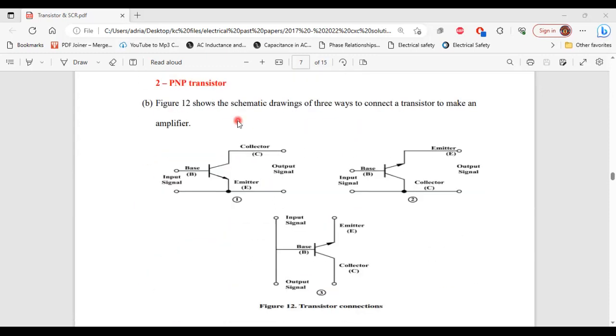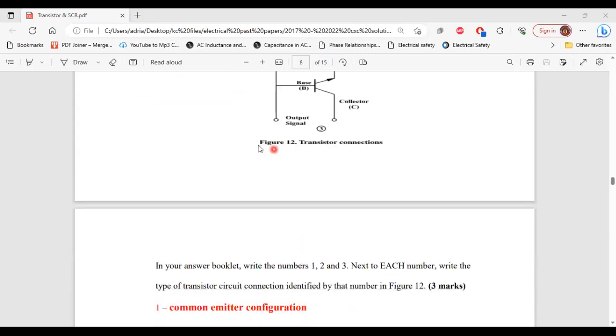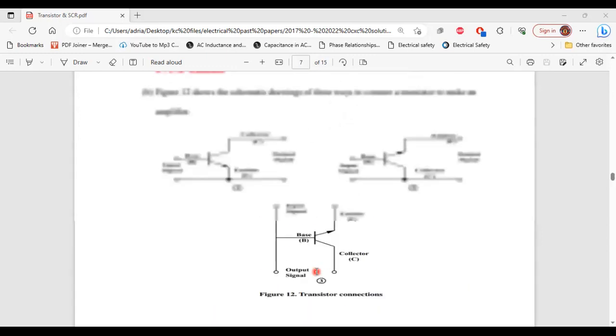Part B, it says figure 12 shows the schematic drawings of three ways to connect a transistor to make an amplifier. All right, so here is figure 12. And figure 12 is showing the three ways a transistor can be connected to make an amplifier. So let's continue. It says, in your answer booklet, write the numbers 1, 2, and 3. Next to each number, write the type of transistor circuit connection identified by that number in figure 12.